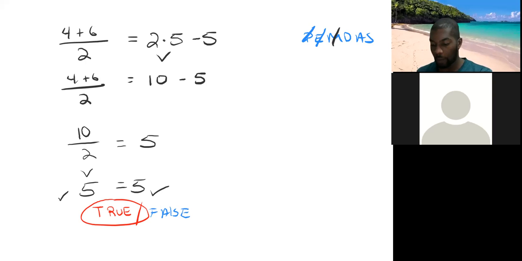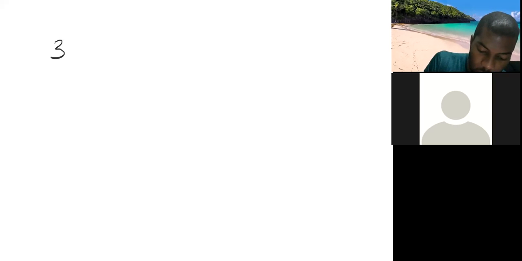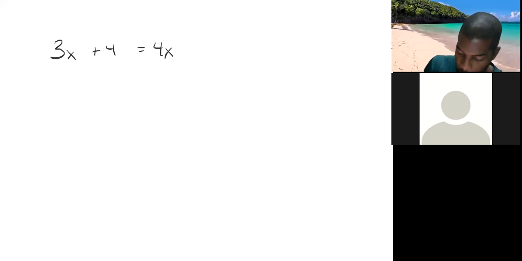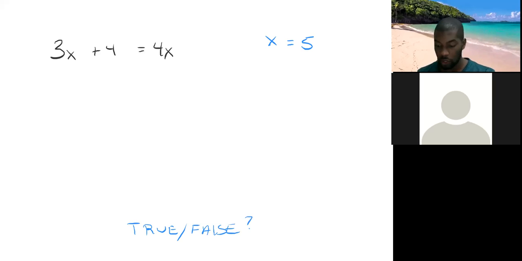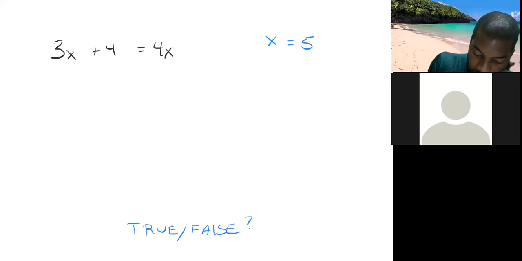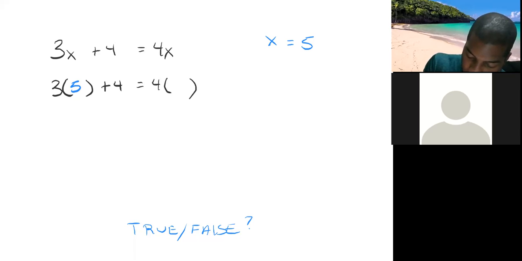All right, last one coming up here. Let's go. 3x plus 4 equals 4x. Is that true when x is equal to 5? True or false? Well, I don't know. So all I need to do is substitute. I substitute all the x's for 5, so 3 times 5 plus 4 equals 4 times 5.